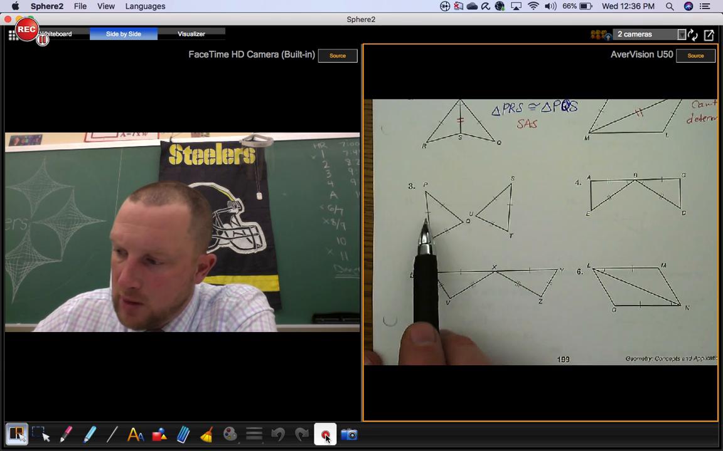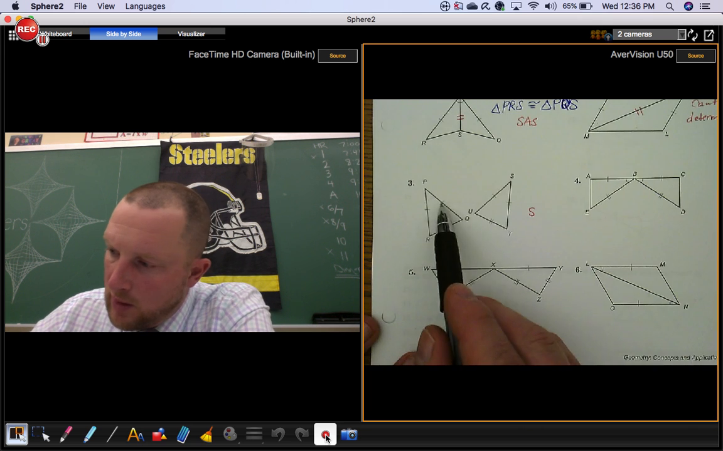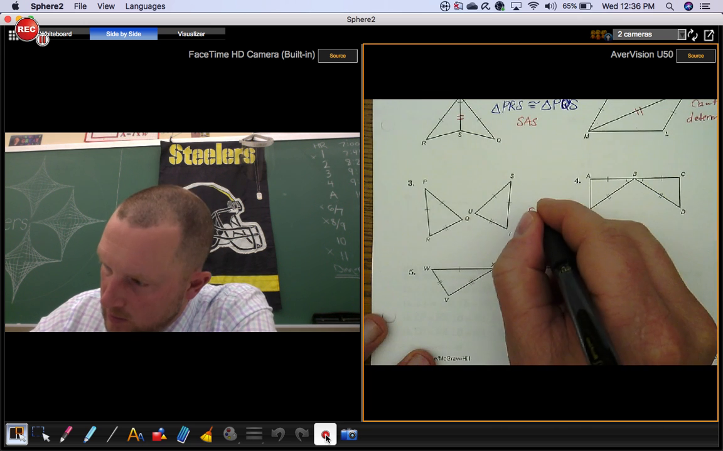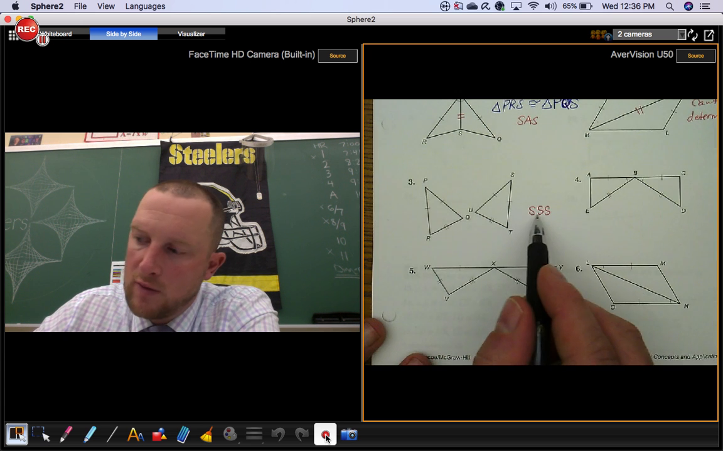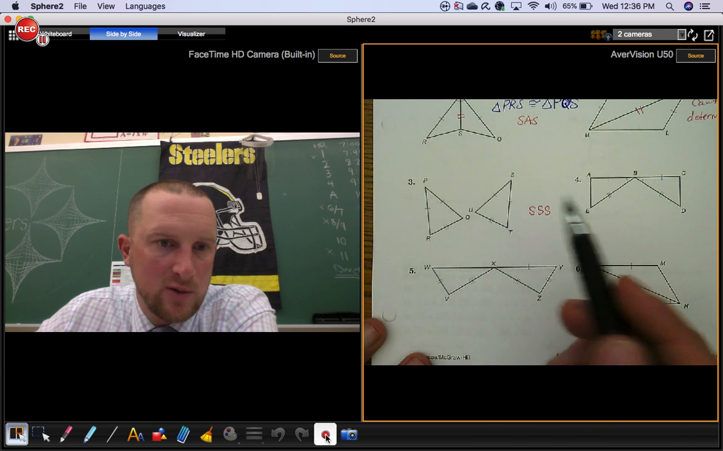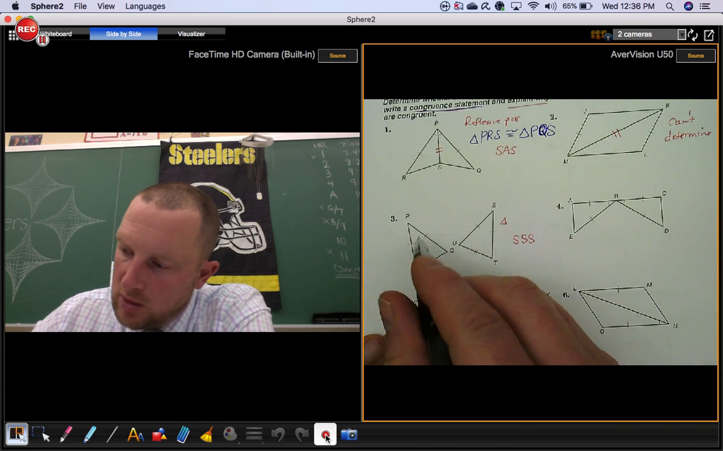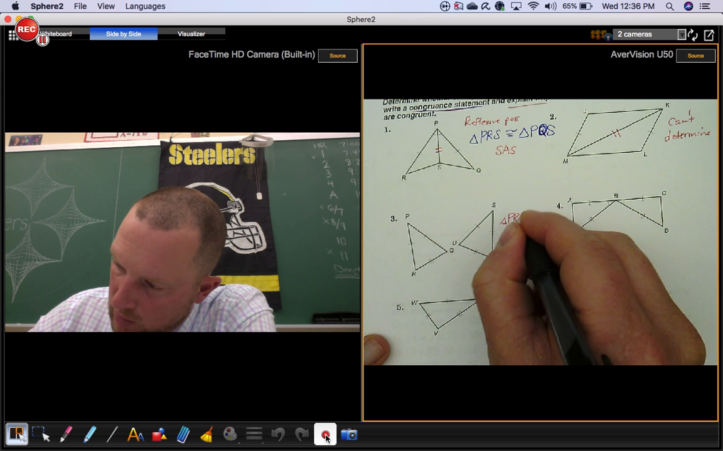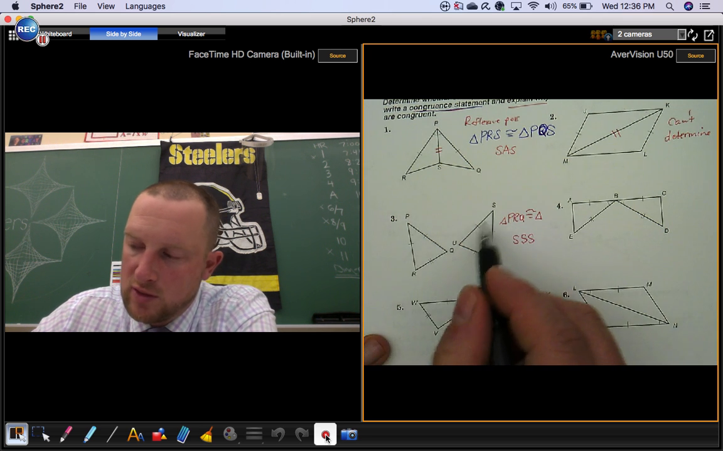Number 3, we got a pair of congruent sides. We have another pair of congruent sides. And we have a third pair of congruent sides. If you have 3 pairs of congruent sides, these 2 triangles must be the same size and shape. They got to be congruent. So here's your congruent statement. Triangle PRQ is congruent to this triangle over here.